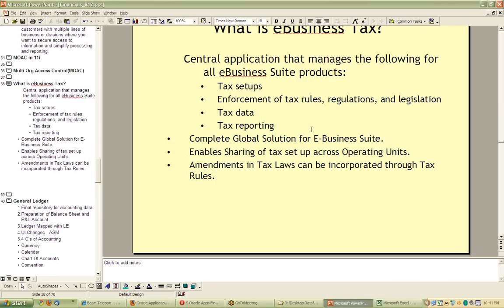What you have to understand is that, similar to subledger accounting, this is a centralized tax engine. But SLA was for accounting, E-Business Tax is for taxation. So payables and receivables make use of E-Business Tax to calculate the tax in their invoices or transactions.